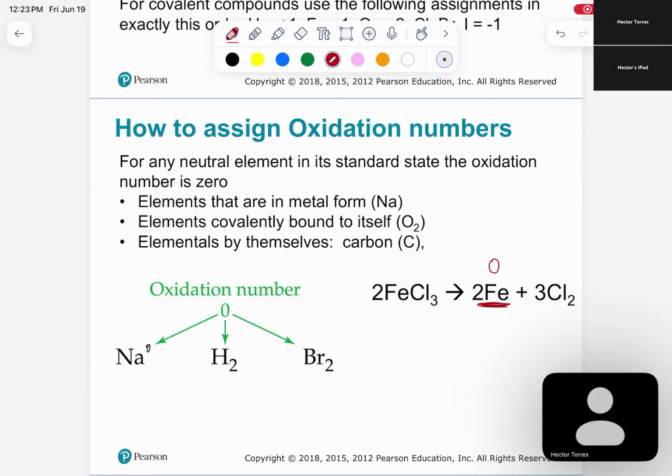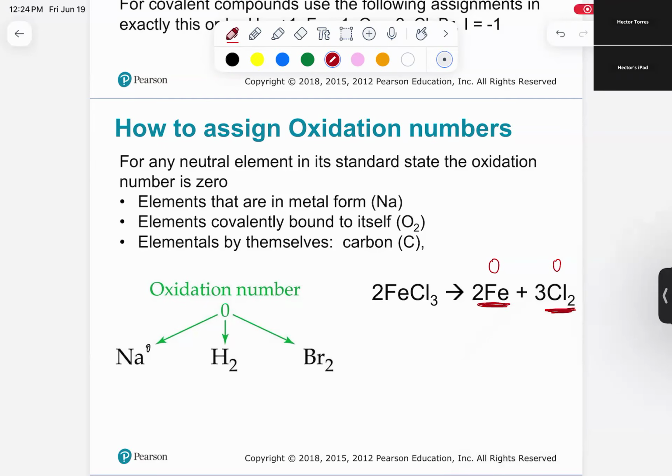Okay? And then over here, we see that Cl is bound to itself. And so this one is also going to have an oxidation number of 0. So that's how you're going to apply these. If you see a reaction and you have an element that's by itself or an element bound to itself, the oxidation numbers are 0.